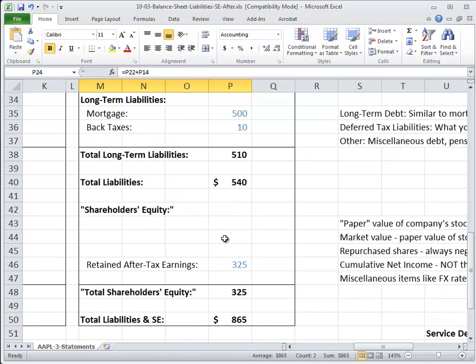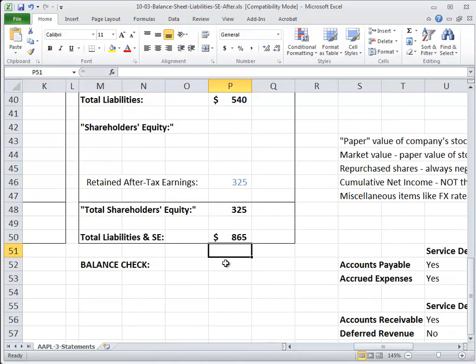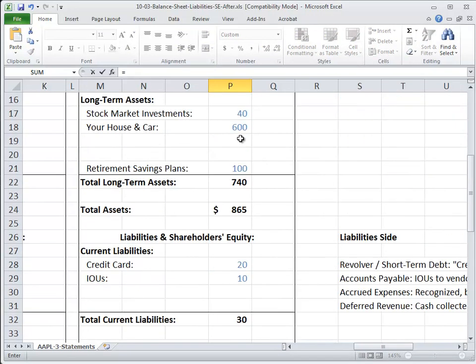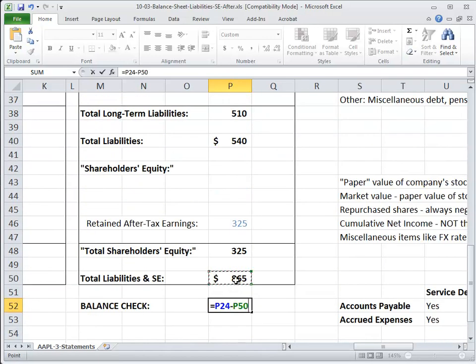We can also just do this quick balance check down here. And what we can say is we can go up to our total assets, and then we can subtract liabilities and shareholders' equity. We get an OK there because the balance sheet balances correctly.